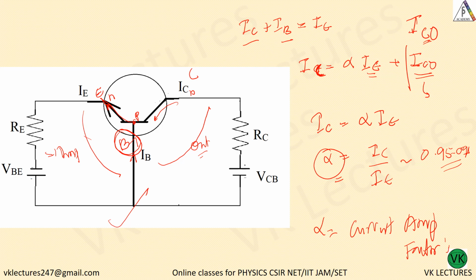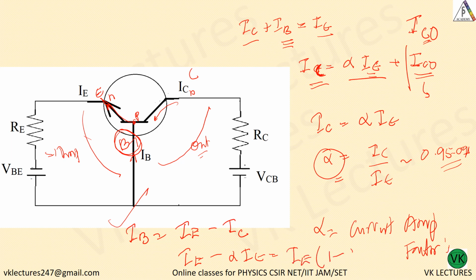Now from this you can find out IB also. What is IB? IB is equal to IE minus IC. Now what is IC? IC is alpha times IE. So IE minus alpha times IE is equal to IE into (1 minus alpha).